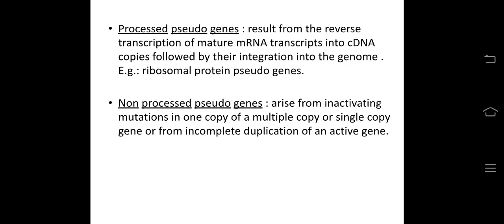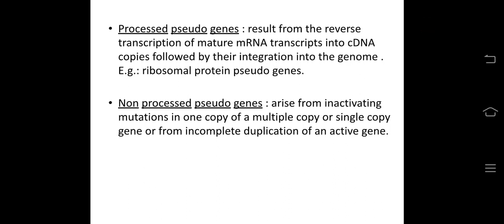Processed pseudogenes. Processed pseudogenes result from the reverse transcription of mature mRNA transcripts into cDNA copies, followed by their integration into the genome. Ribosomal protein pseudogenes. Then non-processed pseudogenes arise from inactivating mutations in one copy of a multiple copy or single copy gene, or from incomplete duplication of an active gene.